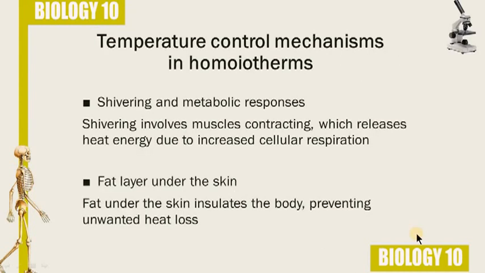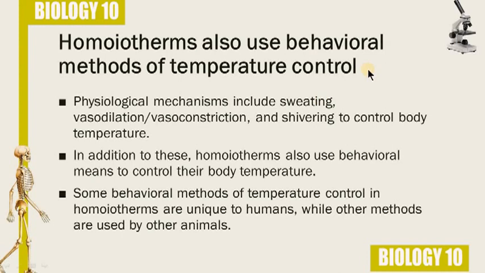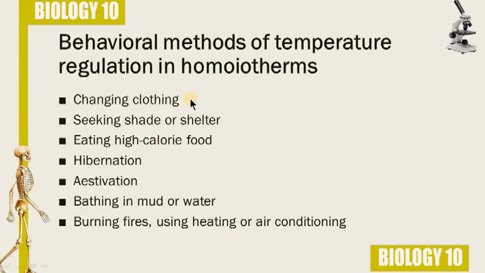Here are two more temperature control mechanisms, in addition to the physiological mechanisms described. We also exhibit behaviors to help us control our body temperature. Some of these are unique to humans, and some are shared with all animals. These include wearing or changing clothing, seeking shelter or shade, eating food that will give us enough energy, long periods of hibernation, aestivation, bathing in mud or water to keep cool, generating heat by burning fires or using heating or air conditioning.